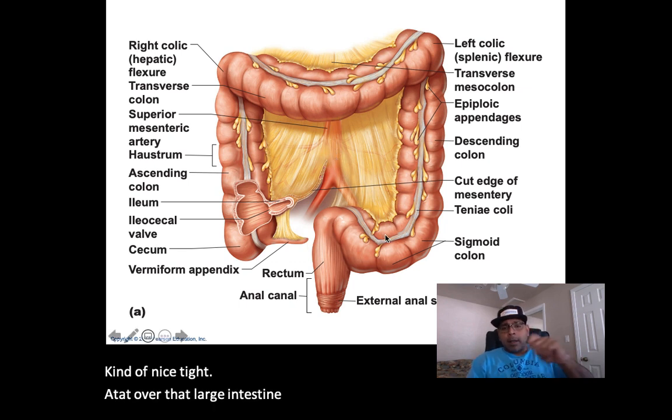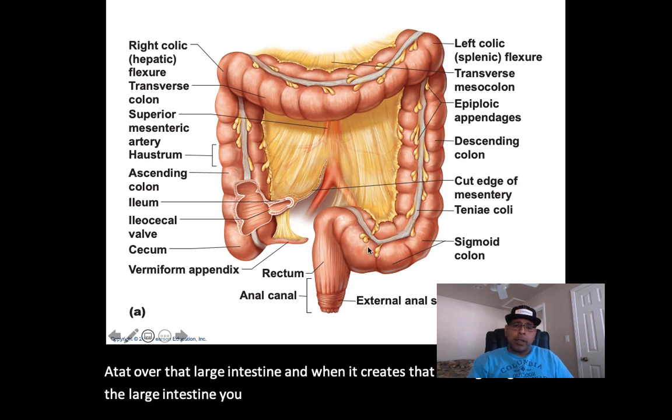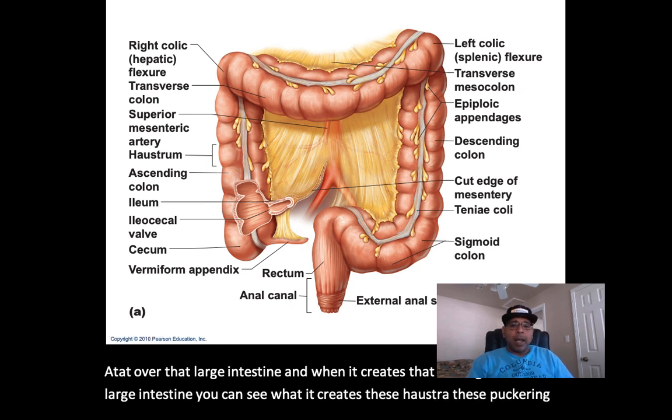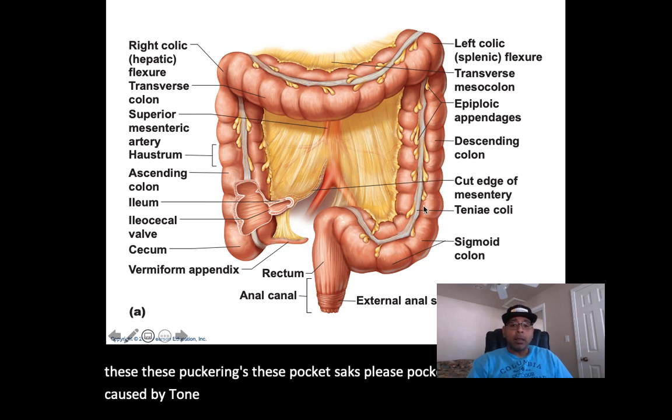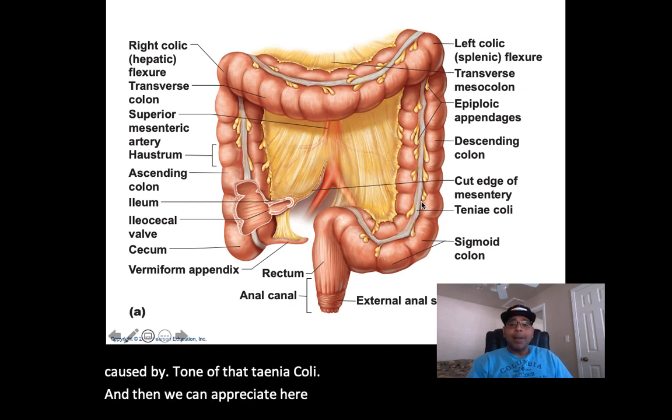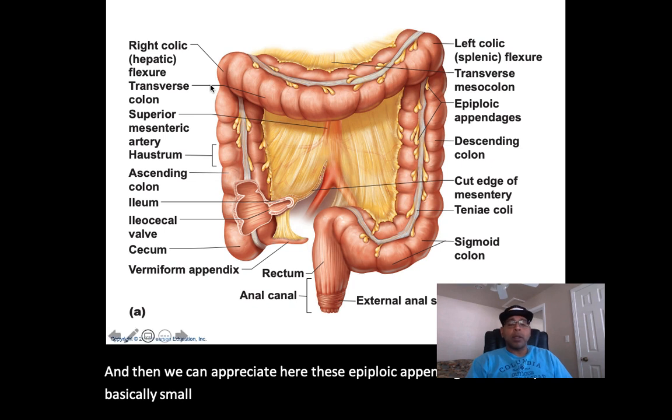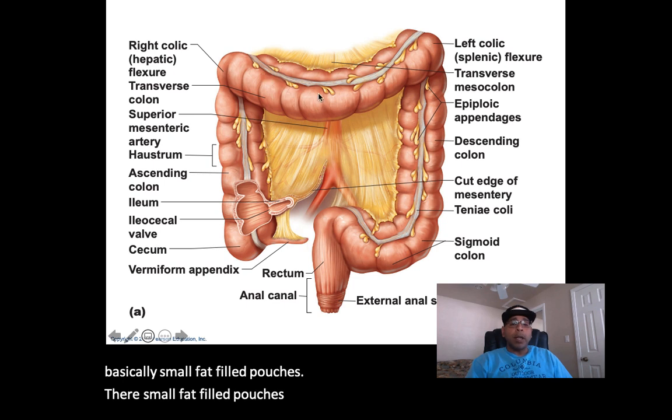And when it creates that nice tight tone over the large intestine, what it creates is these haustra, these puckerings, these pocket-like sacs. So these pocket-like sacs are caused by the tone of the taenia coli. And then we can appreciate here these epiploic appendages. They're basically small fat-filled pouches of visceral peritoneum that hang from the surface of the large intestine.